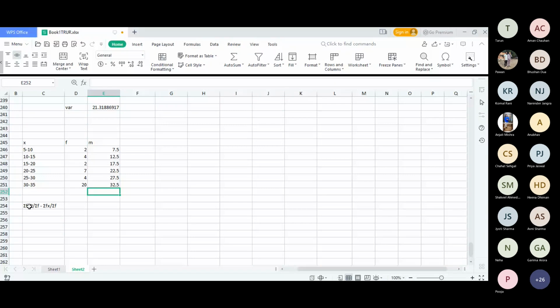Now, where is X? It is now M. Wherever there is X, it is replaced with M now. So first we have to calculate fM square and so on. If we calculate the M square values, M square is this value raised to the power 2. In that way we calculate the values of M squares and then the summation of M square.